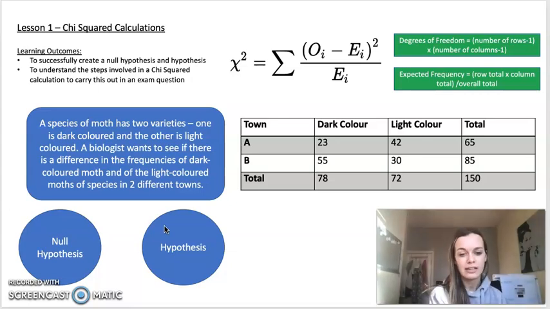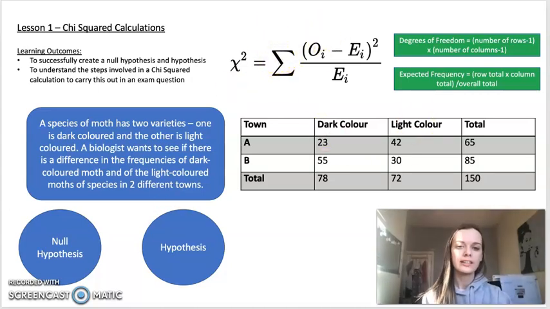Whereas your null hypothesis is saying you don't think there will be a statistical significance in the difference between the two variables. So in this case, you could say, I hypothesize that the frequency of dark-coloured moths will be the same as the frequency of light-coloured moths in town A. So you're predicting that there will be no difference in the number of moths in that town.